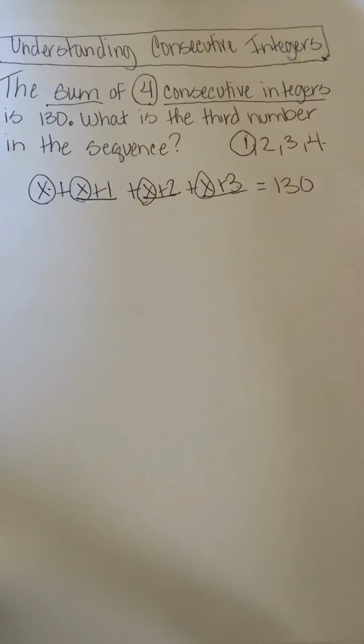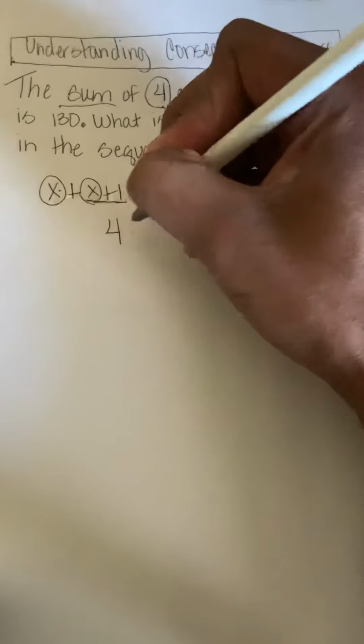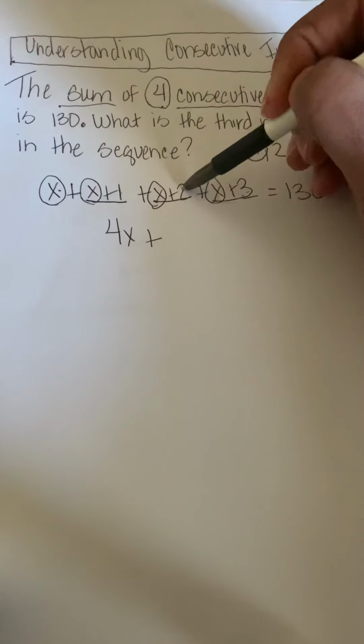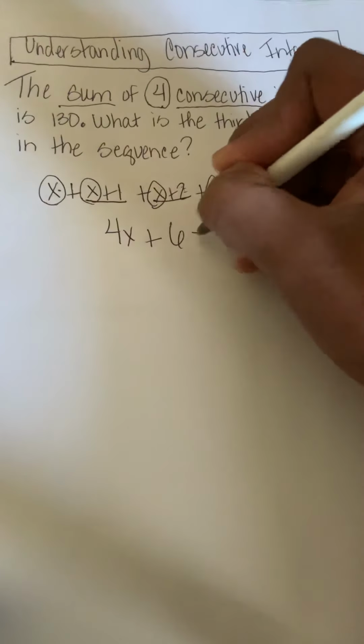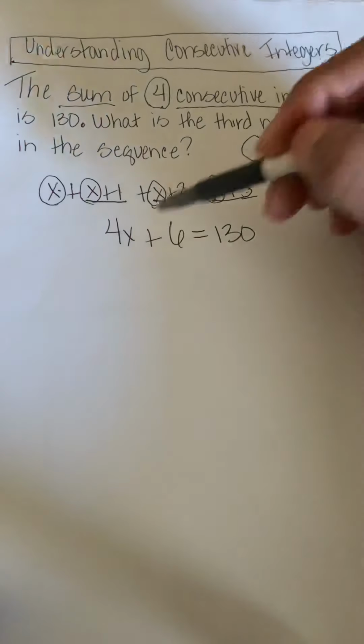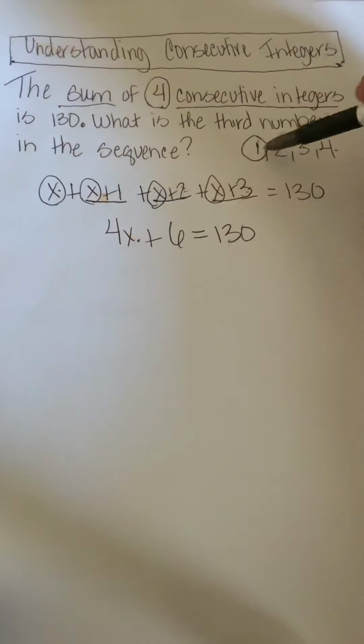Now I can circle all of my variables because I have to now get them together. I have 4 x's, so that's 4x plus, I got 1 plus 2, that's 3. 3 plus 3, that's going to be 6. So 4x plus 6 is equal to 130. Remember again, x represents the smallest number in our sequence.